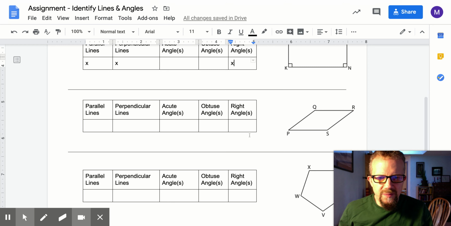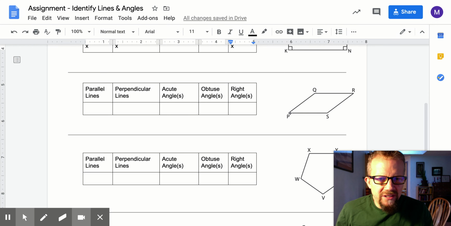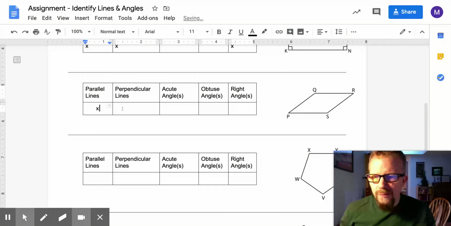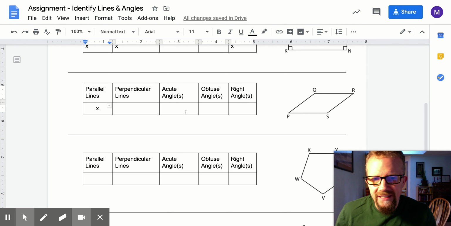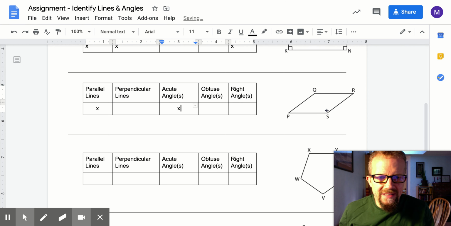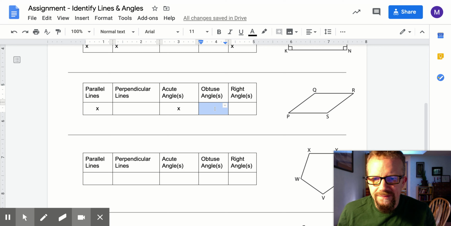All right, let's look at this parallelogram. Again, we do have parallel lines. These guys are parallel. These guys are parallel. So parallel lines. Perpendicular, no, they are not coming together in a 90-degree angle. Acute angle, yes, we have an acute angle right here, and that's an acute angle. And of course, that is very wide. It's not sharp at all. Those two are acute angles. Point Q and point S is where we get obtuse angles.